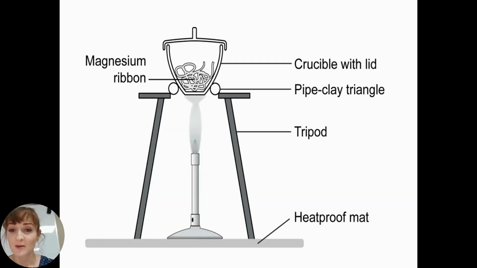The setup of the experiment typically looks something like the image which you can see on the screen, which shows a crucible holding magnesium ribbon being heated strongly over a Bunsen burner. Before this is discussed any further, we need to first identify some of the risks associated with this experiment and ways in which you would need to prepare the magnesium ribbon before you begin.